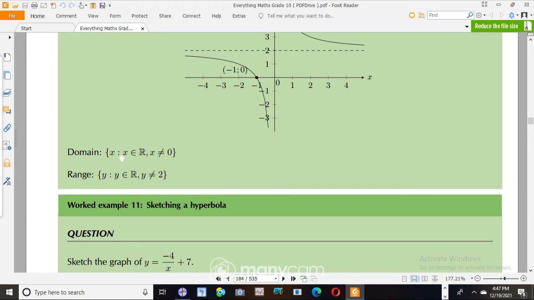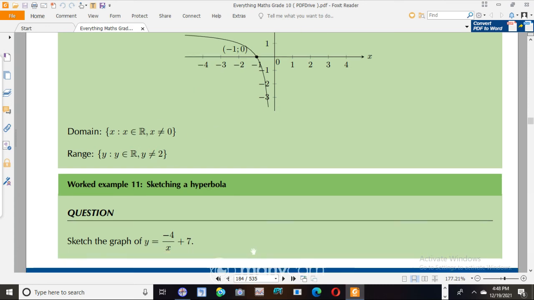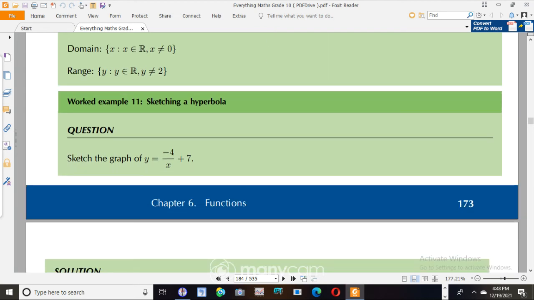The domain is what? The set of real numbers where x is different from 0, and here no value of y crosses this line, so y is different from 2. Okay, sketch the graph of y = -4/x + 7.